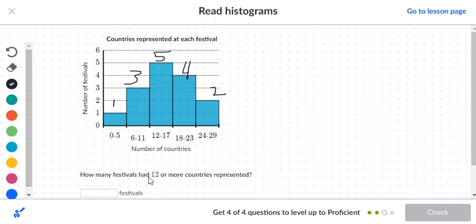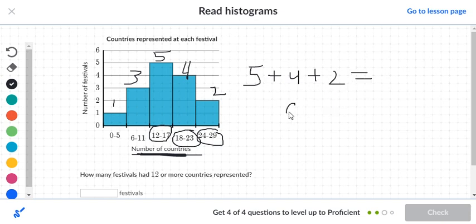How many festivals had 12 or more countries? So 12 or more countries. Notice down here, this is the country, so we're looking at these numbers here. So we're going to go 12 or more. So we're going to use 12 to 17, 18 to 23, and 24 to 29. So we're going to take this 5 plus this 4 plus this 2. So 5 plus 4 is 9. So 9 plus 2 is 11.